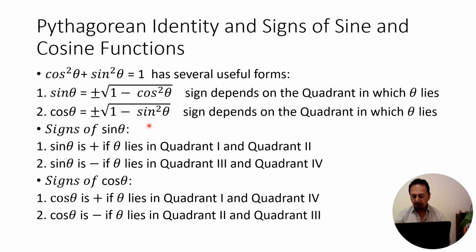Number 2, cosine theta is equal to plus or minus the square root of 1 minus sine squared theta. The sign depends on the quadrant in which theta lies. If theta lies in quadrant 1 or 4, then cosine theta is positive. If theta lies in quadrant 2 or 3, then cosine theta is negative.